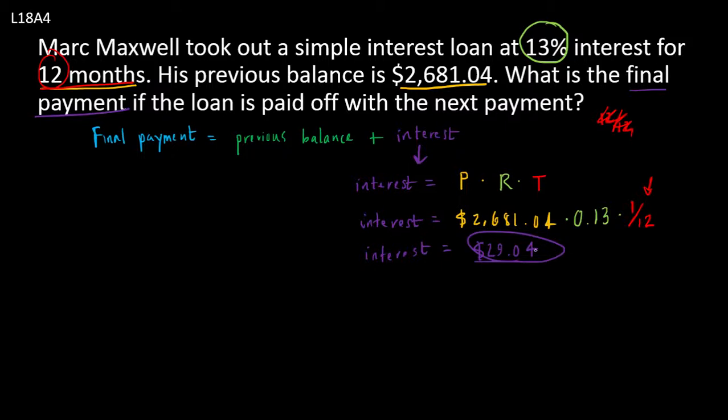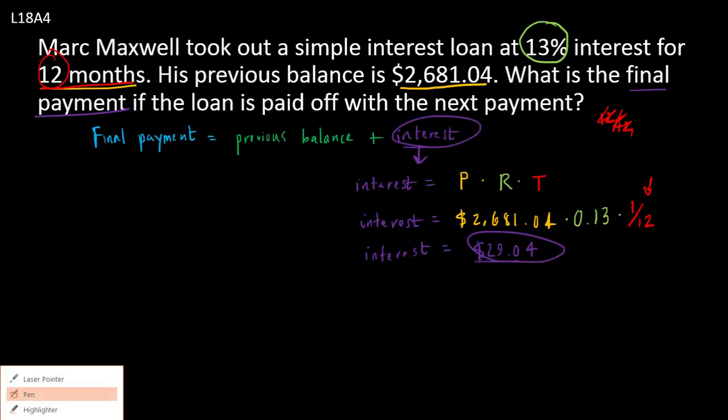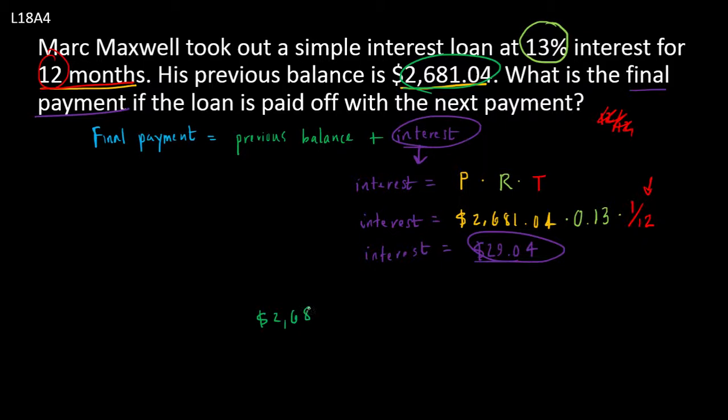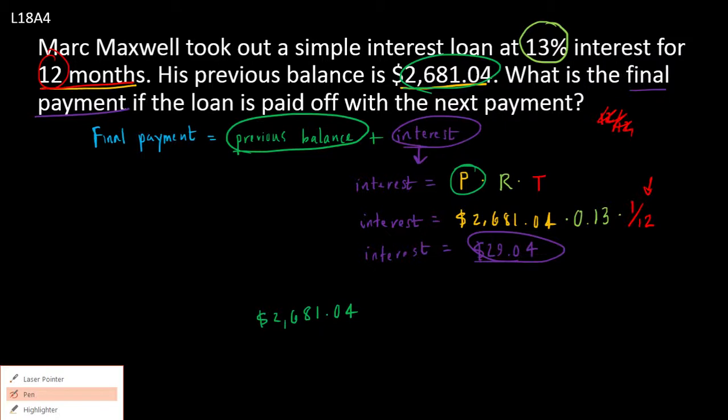So now we're going to take this $29.04, plug it into interest here. We already know our previous balance is $2,681.04. Notice here also that previous balance and principal were the same figure. So it's possible for a number to have more than one term name associated with it.